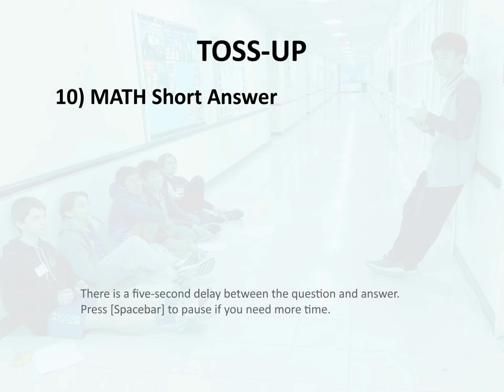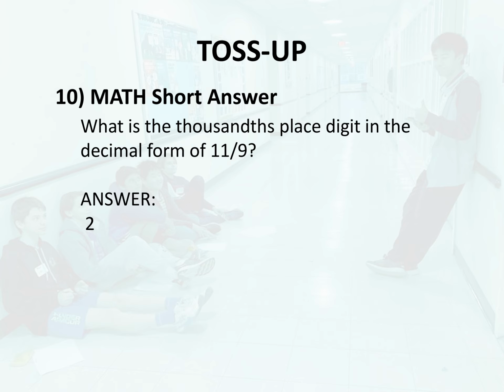Toss-up 10. Math. Short answer. What is the thousandths place digit in the decimal form of 11/9? Answer 2.